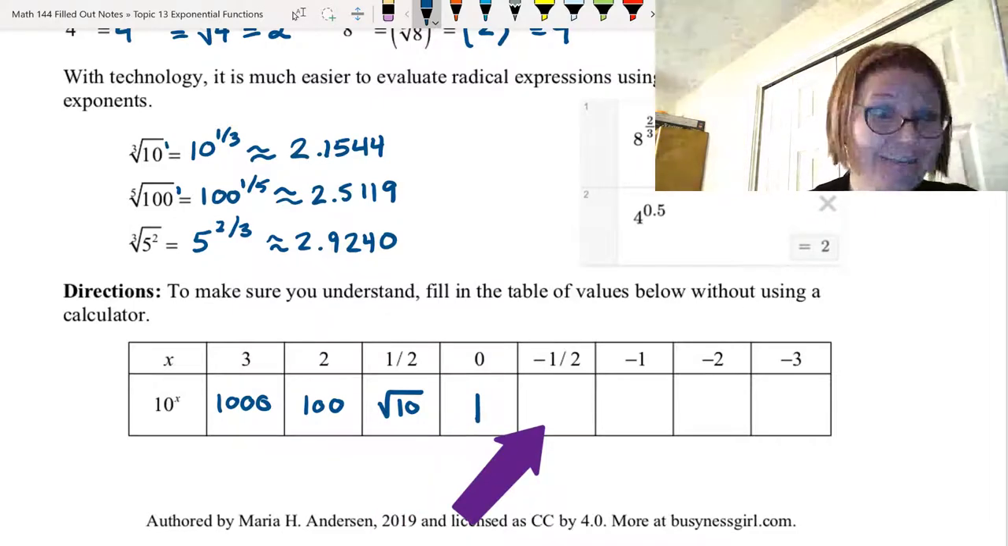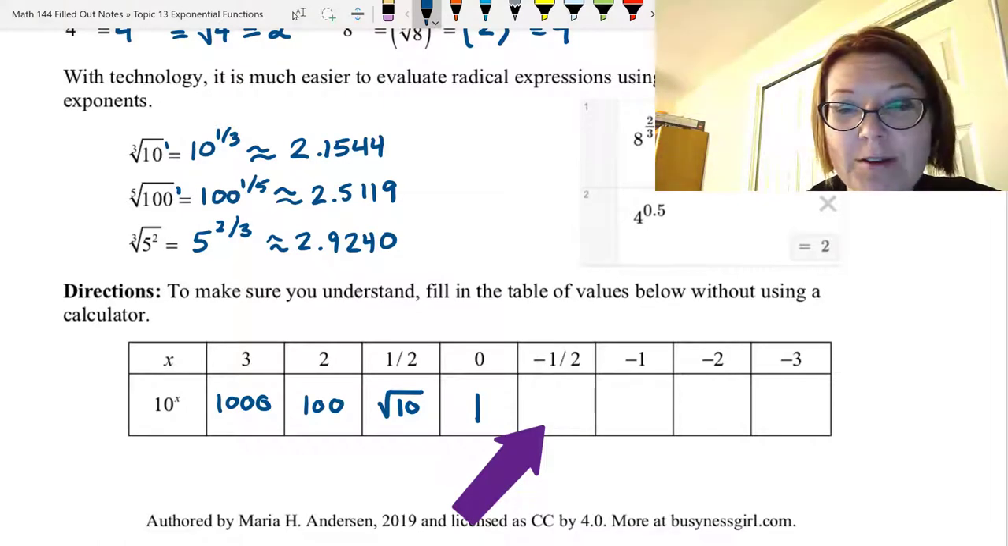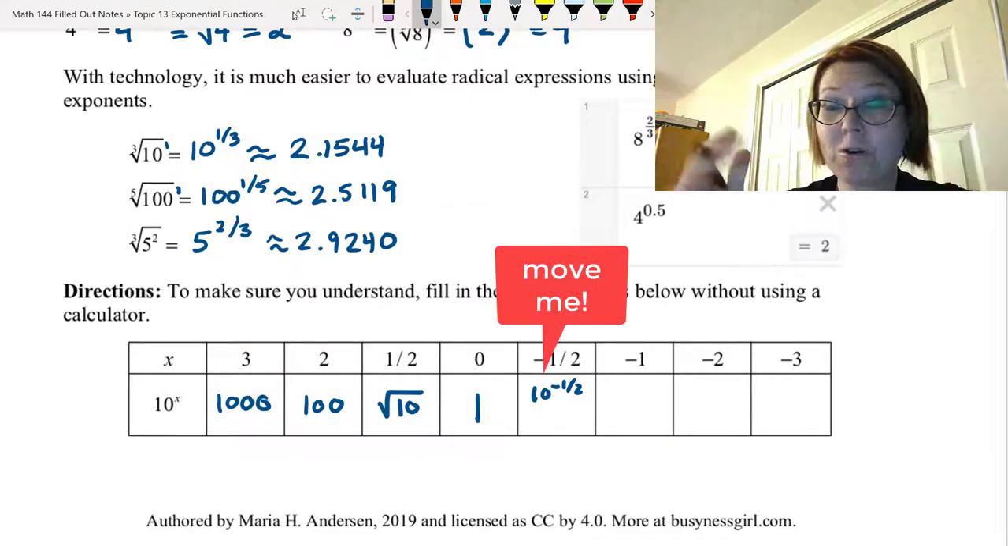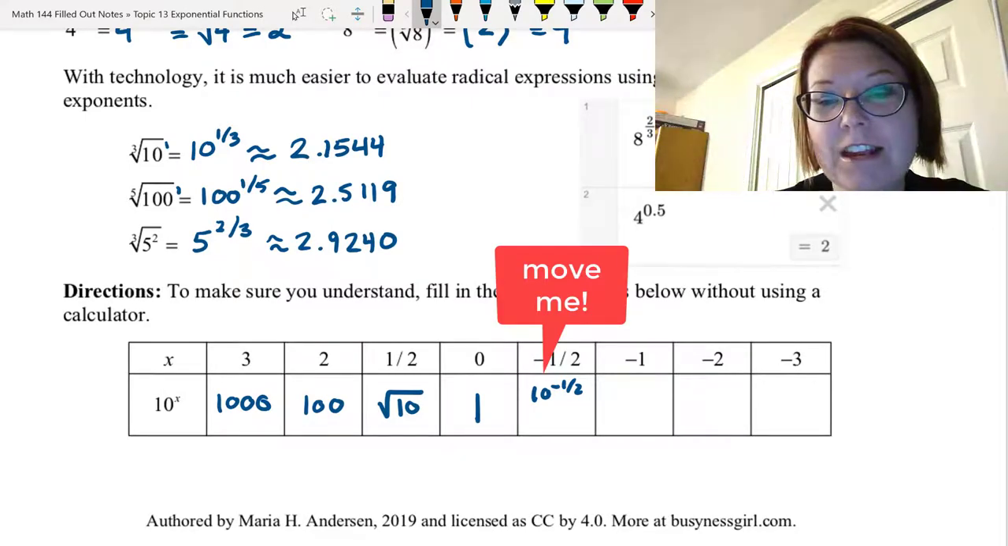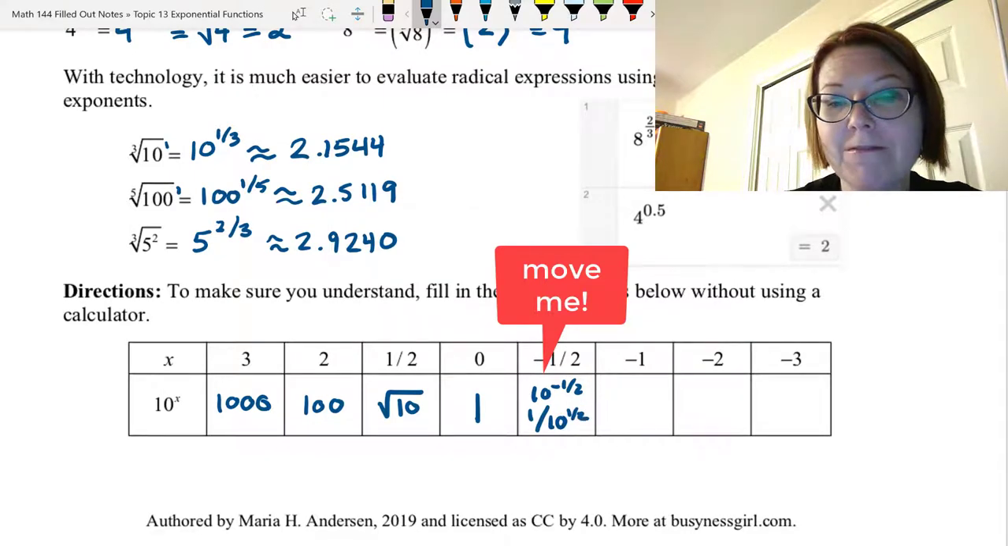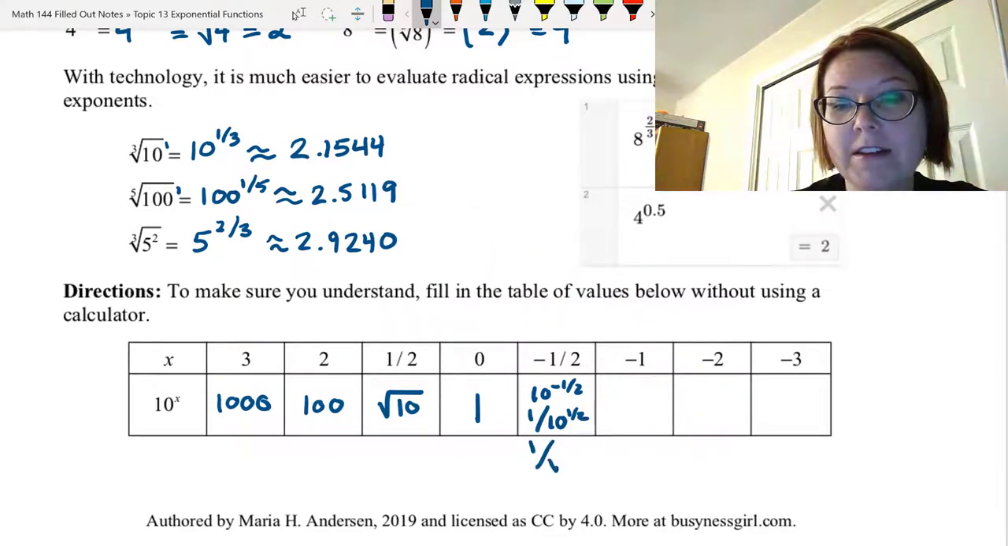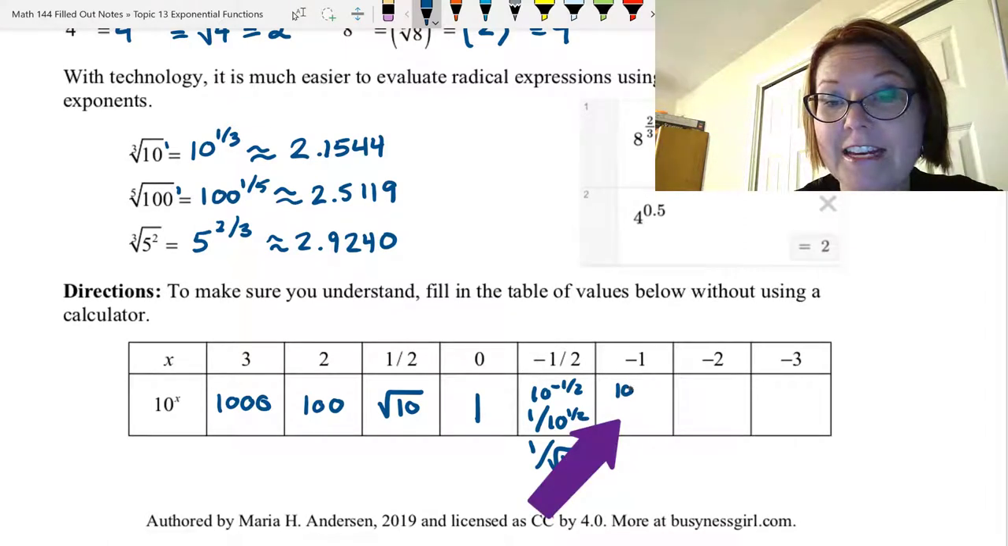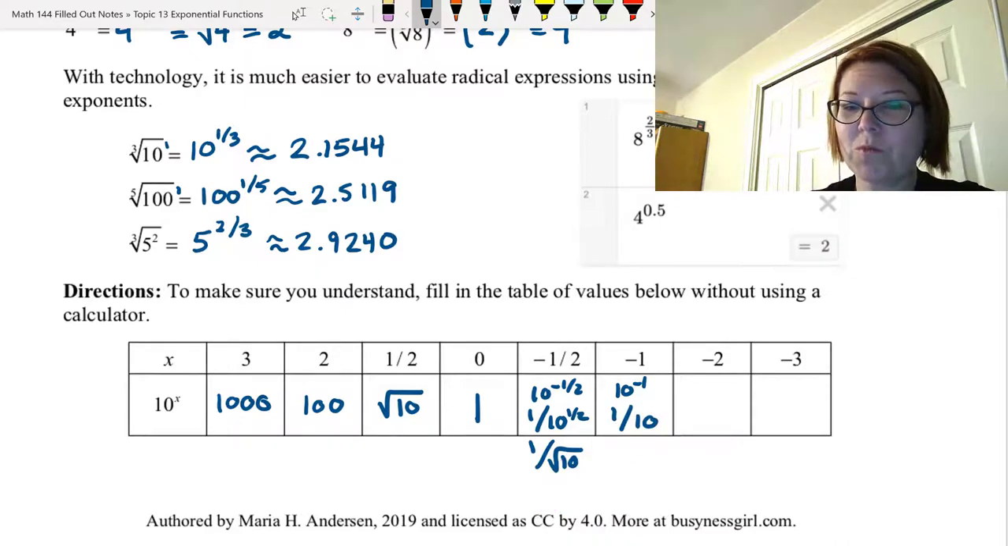Then negative 1/2. Now let's just start by writing this as 10 to the negative 1/2. That negative exponent cries, move me. And so I would write this as 1 divided by 10 to the positive 1/2, or 1 divided by the square root of 10. At negative 1, we would do 10 to the negative first. That's another move me. It's a nice easy one. It's just 1 over 10 to the first, or just 1 over 10.